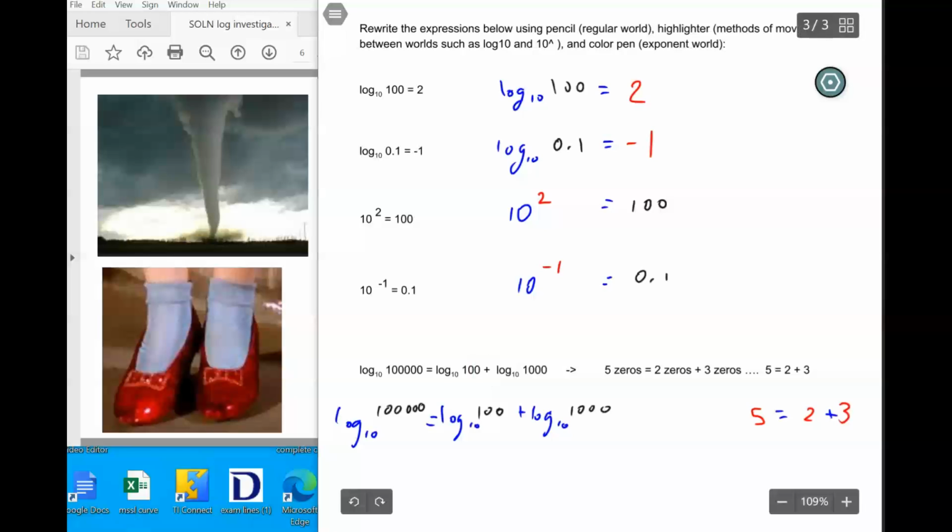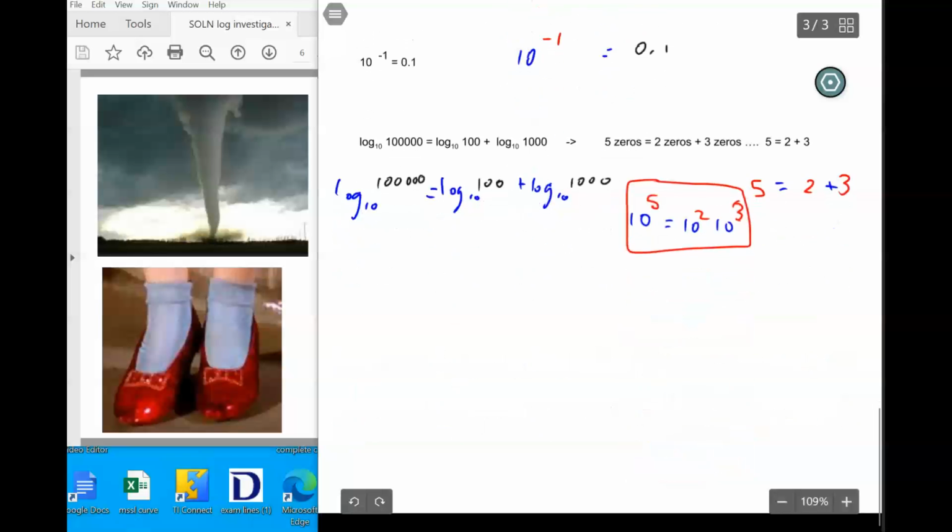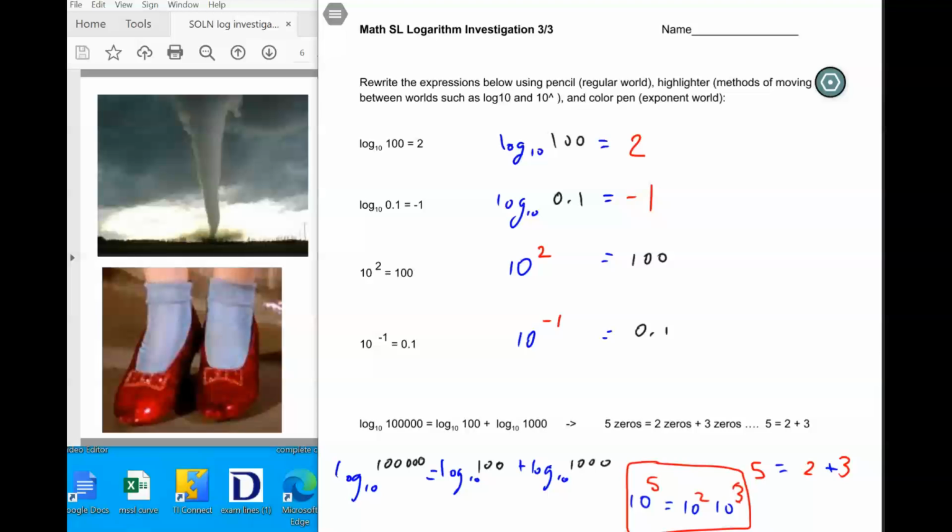10 to the 5th equals 10 squared times 10 cubed. We just talked a lot about this in the last chapter, right? When you have a common base multiplied times each other, then you add the exponents. That is why the red numbers get added when we do multiplication in the regular world. Okay? And that's it for the investigation. All right? Hope you had fun.